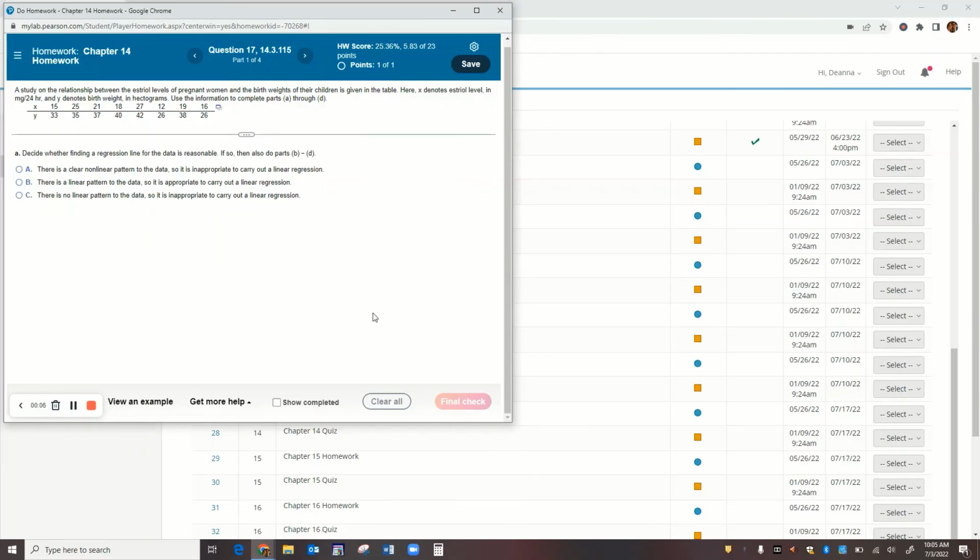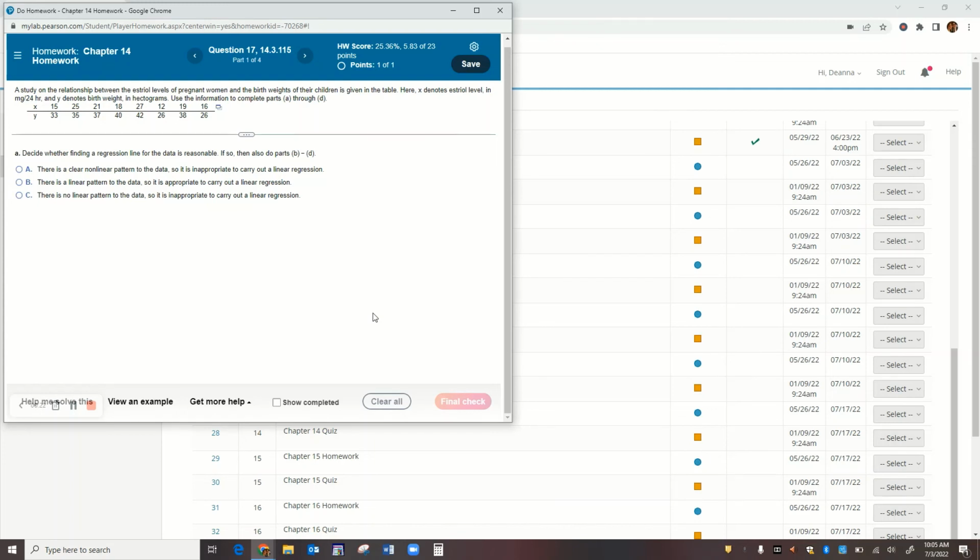Okay, so let's look at some of the homework exercises for 14.3. In this question, it says, a study on the relationship between the estradiol levels of pregnant women and the birth weights of their children is given in the table.